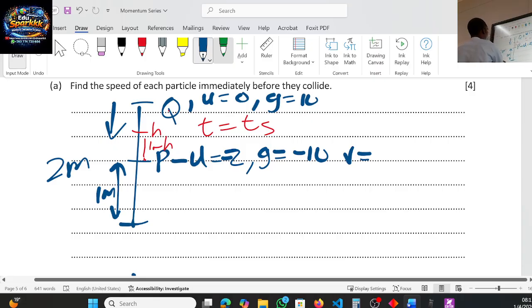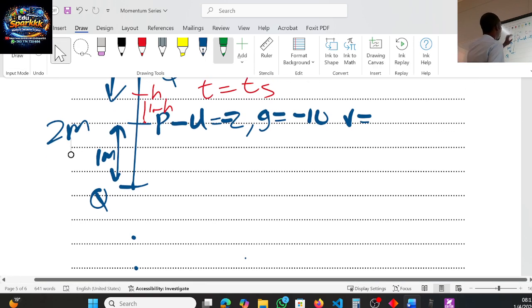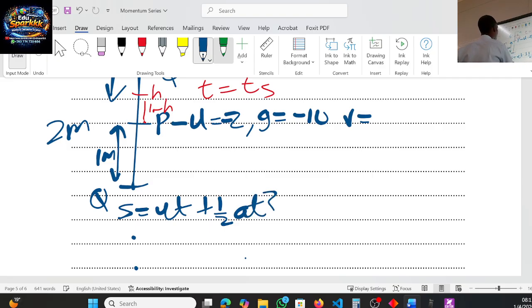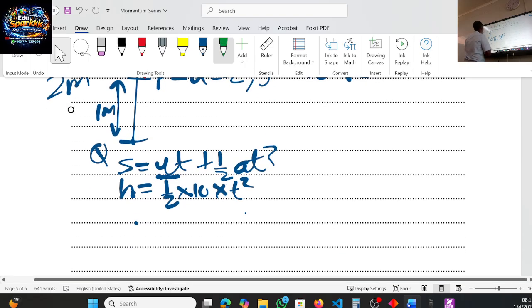What's happening on object Q? Using the formula s equals ut plus half at squared, we know Q moves h meters, so h equals, initially at rest so the first part becomes 0, half multiplied by acceleration due to gravity multiplied by t squared. When we simplify, h is 5t squared.